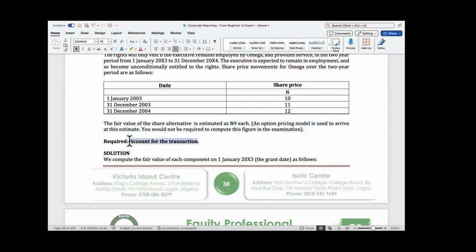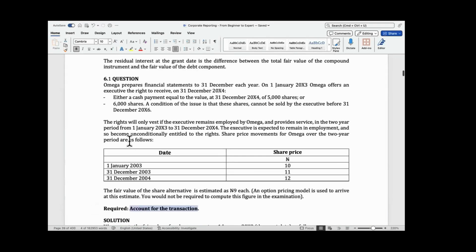Okay, again, since we are giving them an option, they have a choice of settlement, either in cash or in shares. So we will need to get the debt component first. And to get the debt component is straightforward. We just use the fair value at the end of the year. So it's just this 5,000 multiplied by how many employees do we have? This 5,000, they didn't tell us. So 5,000 shares multiplied by what was the share price at the end of 2003?